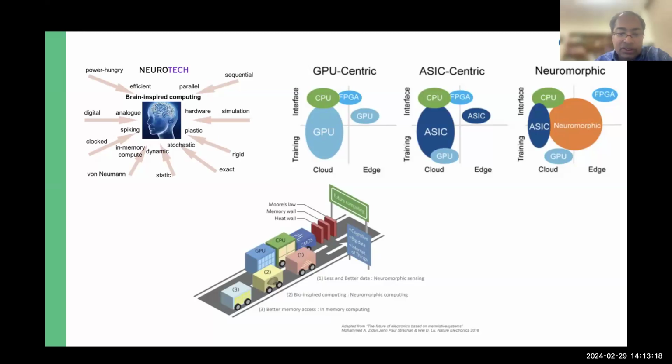Increasingly, three things are affecting the hardware: Moore's law, memory wall, and heat wall. And as an alternative to that, definitely neuromorphic computing and analog computing come into play as major technological ideas.